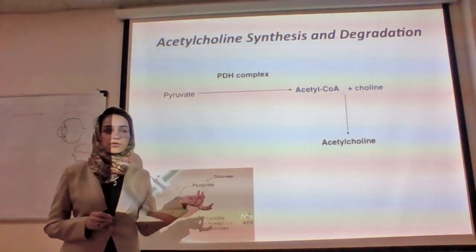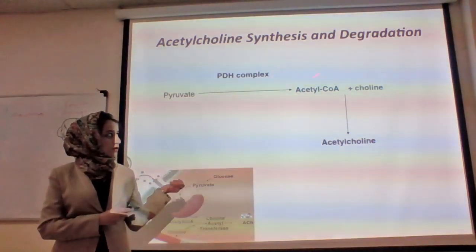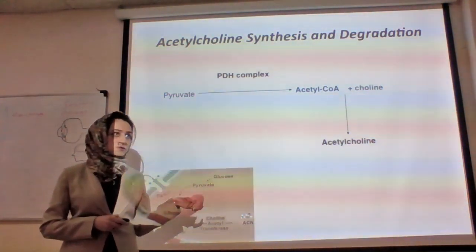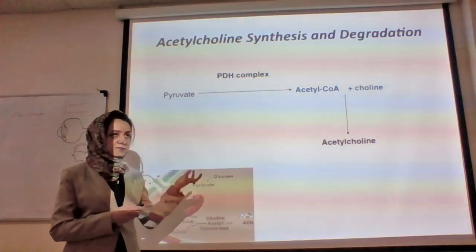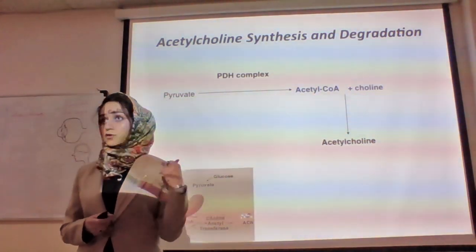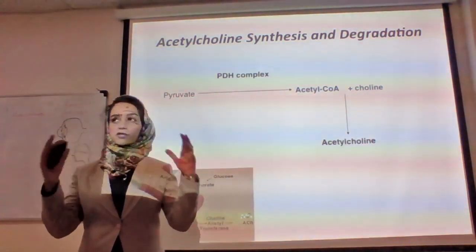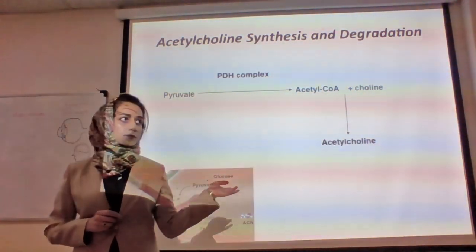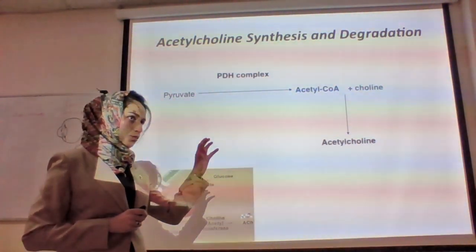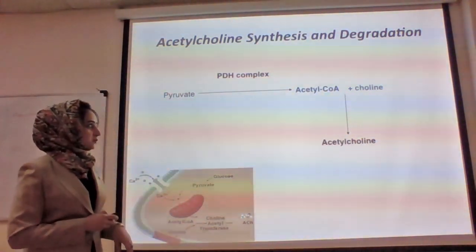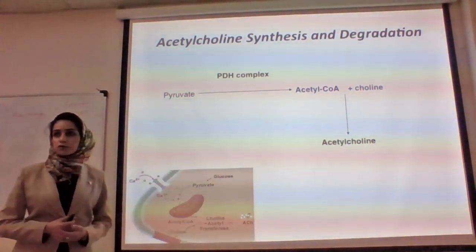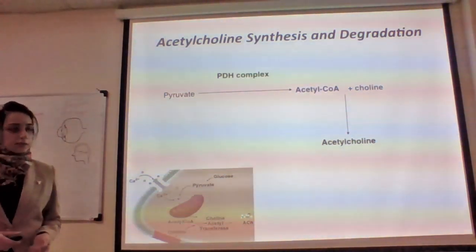Choline, what's the importance of choline? In the previous session, there were membrane phospholipids. What are their names? Phosphatidylcholine and sphingomyelin. In the synthesis of these types of phospholipids, which are important membrane phospholipids, choline is very important. It's for the formation of the plasma or cell membrane, a component of the phospholipid portion of the cell membrane. It is also used in the production of acetylcholine.